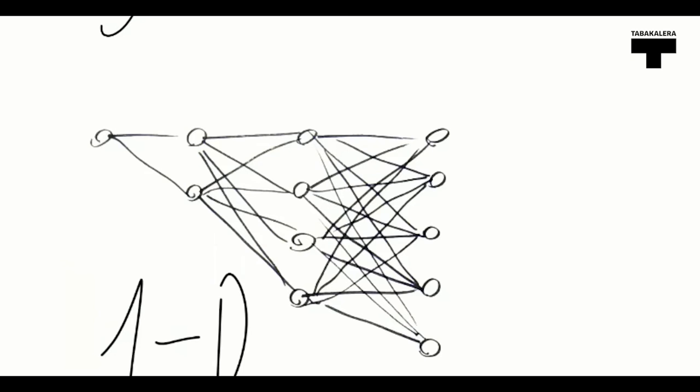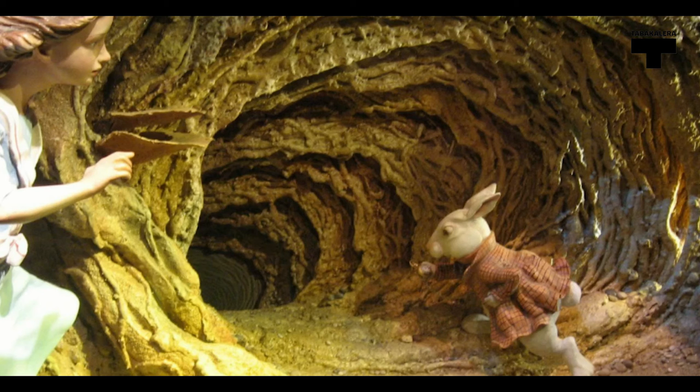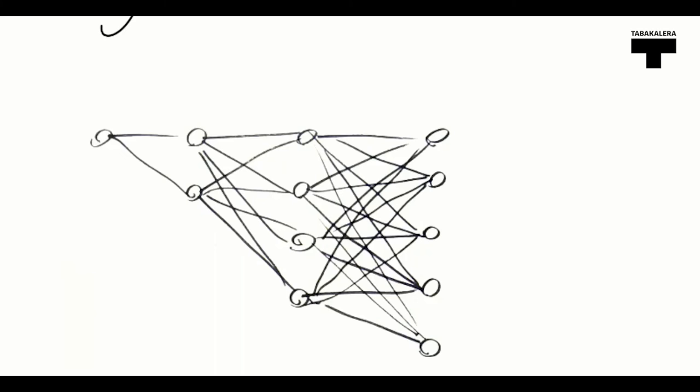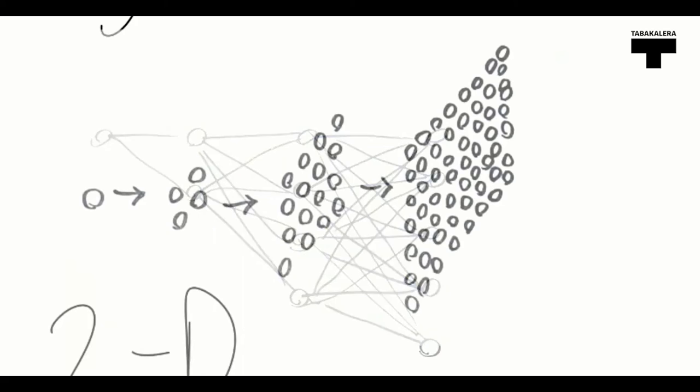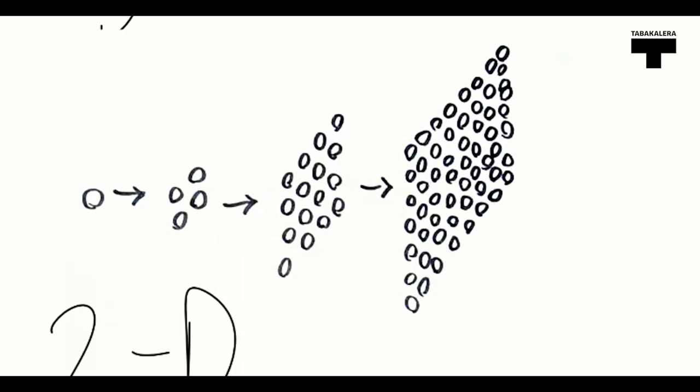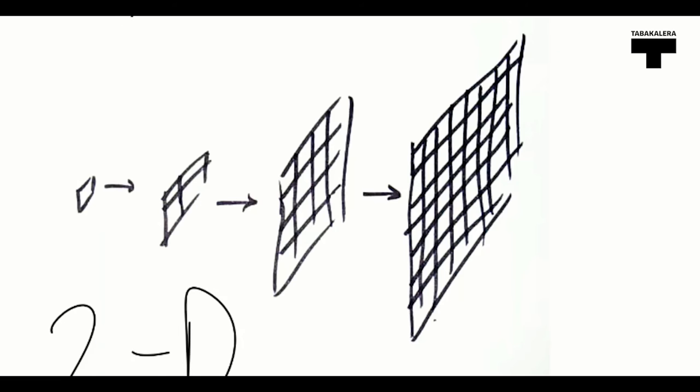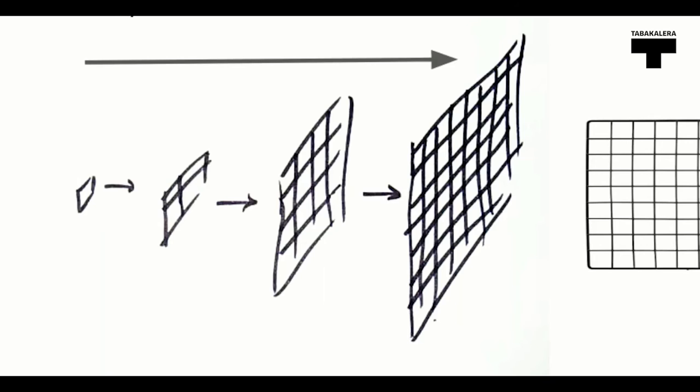So far, we've just visualized our neural network layers in one dimension for simplicity, just as columns of nodes. But now let's go deeper into the rabbit hole and see how they look in two dimensions, something like this, where each layer is a two-dimensional grid of nodes, and each node represents a pixel in an image that, through our layers, is gradually increasing in size or resolution until we reach our desired output size of our image.